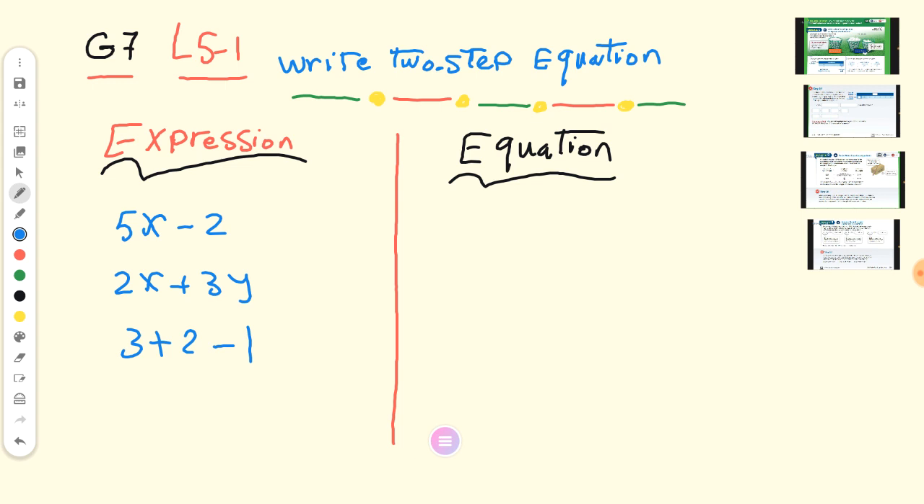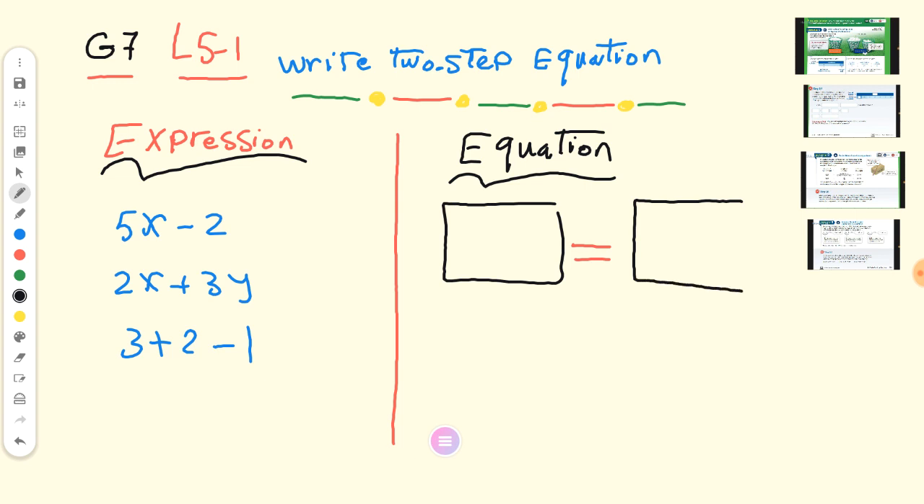But what about the equation? The word equation comes from equal. So I have two sides, the left-hand side and the right-hand side. An equation is always like a balance. The balance should be left equals right. To make a balanced equation, the left-hand side should be equal to the right-hand side.